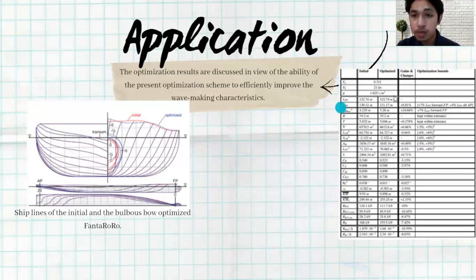From this table as well, we get to see the length between perpendiculars or the length overall, or any coefficients that will then be optimized.